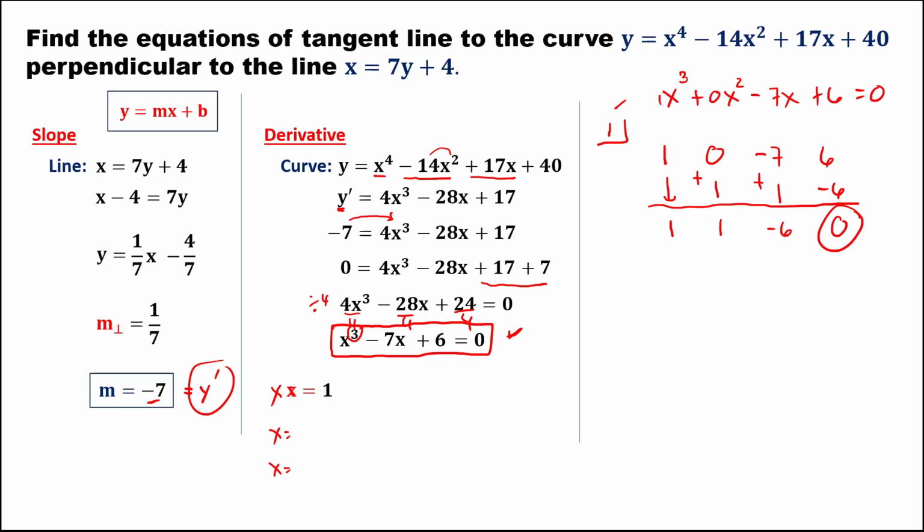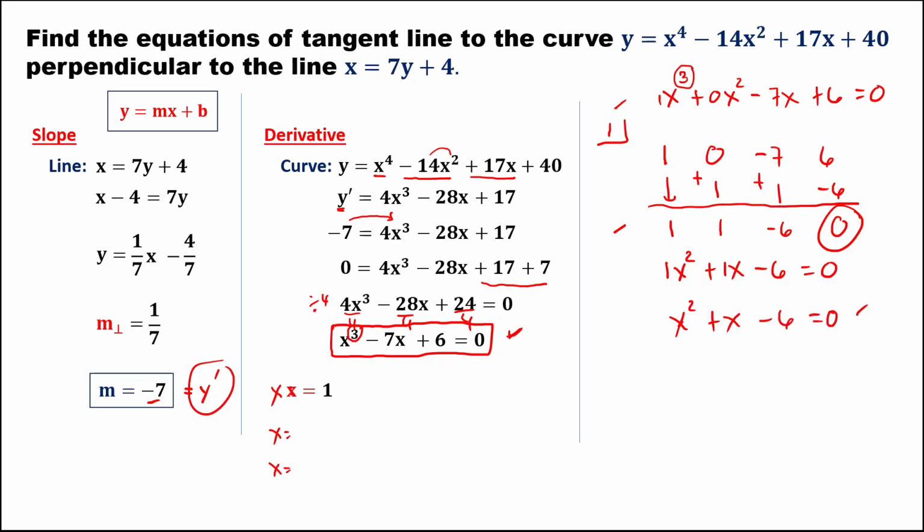Then to find the second and the third from this quotient, since the exponent is 3, this becomes 1x to the power 2, plus 1x, then this one is the constant, equals 0. Or this is equal to x squared plus x minus 6.